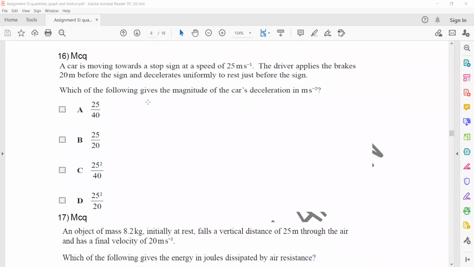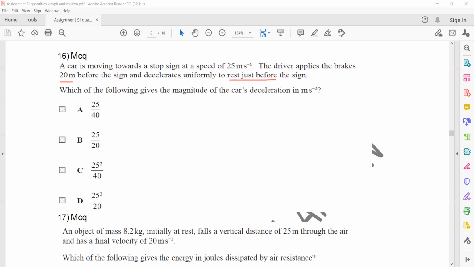Moving on to the next question, question 16. A car is moving towards a stop sign at a speed of 25 meters per second. The driver applies the brakes 20 meters before the sign and decelerates uniformly to rest just before the sign. Which of the following gives the magnitude of the car's deceleration?